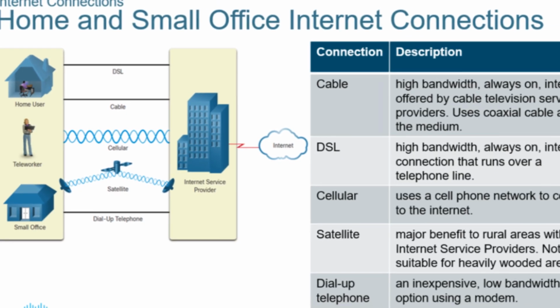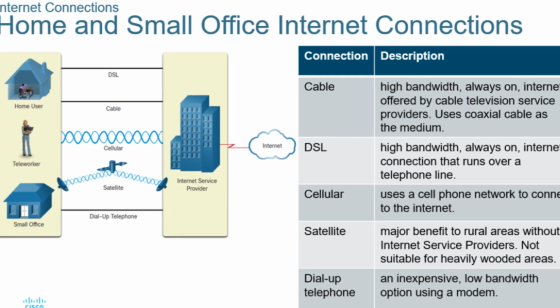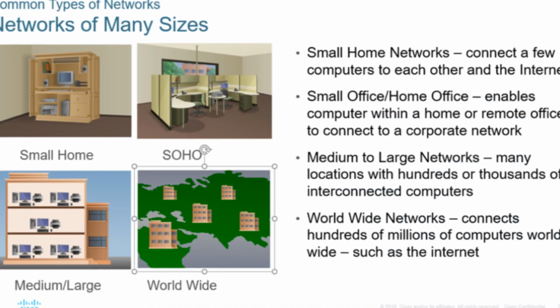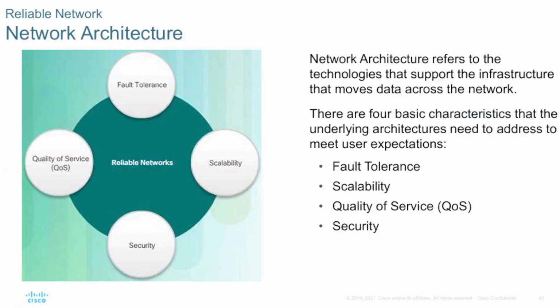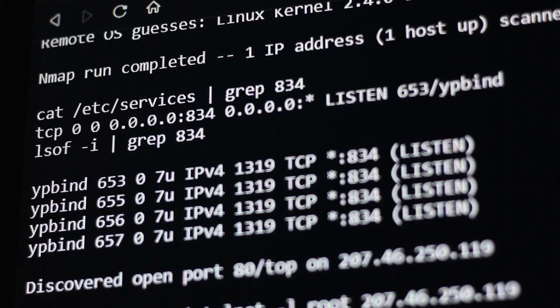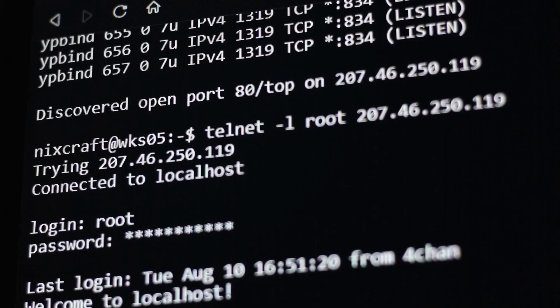Expect a few questions from Module 1. Make sure you understand the different types of Internet connections. Be familiar with common network types like LANs, WANs, and wireless networks. Don't forget the 4 basic characteristics of a reliable network: fault tolerance, scalability, quality of service, and security. Know what each does. There are a lot of questions that come from Module 2.